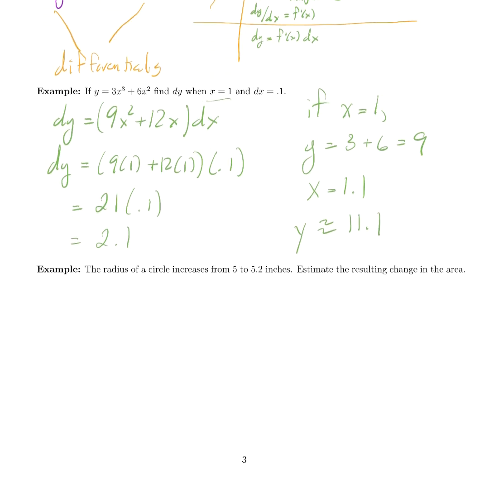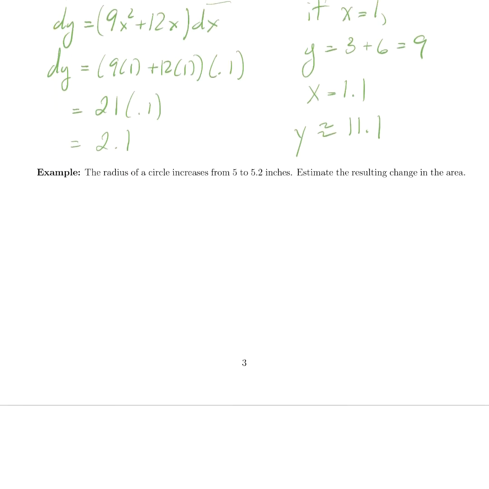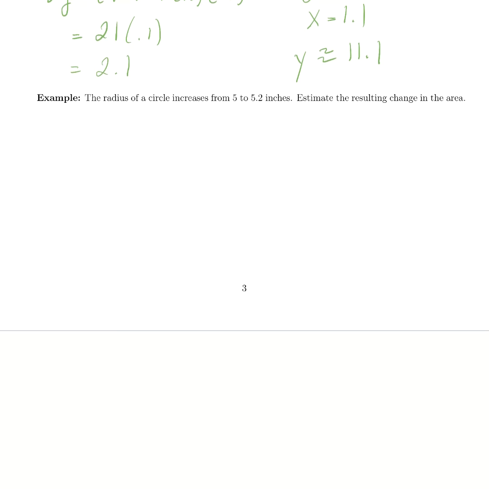Let's put that into practice one time in context, and then you should be able to try to tackle the 2.9 activity. The radius of a circle increases from 5 to 5.2 inches. Estimate the resulting change in the area. So we have radius 5 to radius being 5.2. So we've had some small change in the radius. I'll call it dr of 0.2 inches. And we want to learn information about the change in the area.